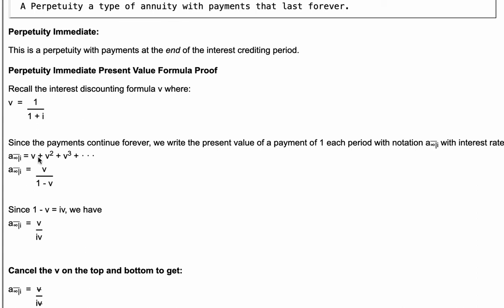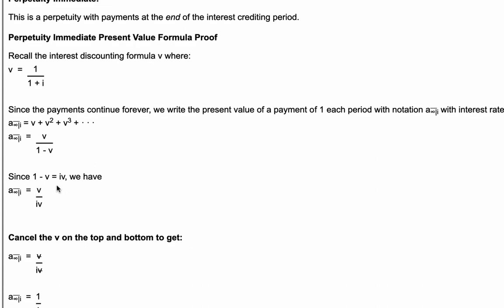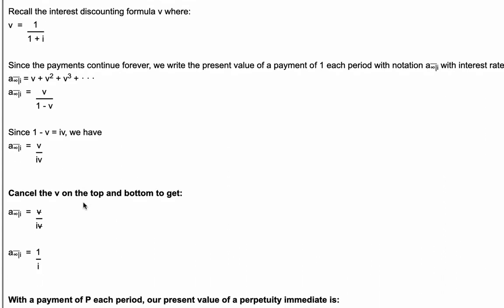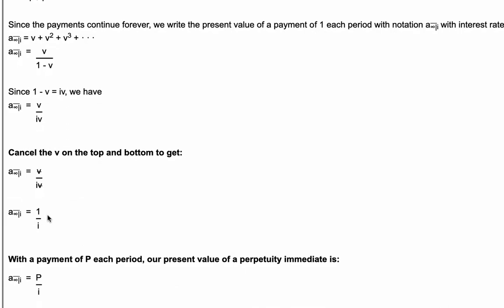So if we extend this series out to infinity, we get v plus v squared plus v cubed and so on. If we take the series summation formula and simplify this, we get v over 1 minus v. Now here comes the fun part. In the d-i-v formula, we know that 1 minus v is i v. So we could substitute 1 minus v equals i v at the bottom. And when we do that, we are able to cancel the v on the top and the bottom, and we're left with 1 over i.